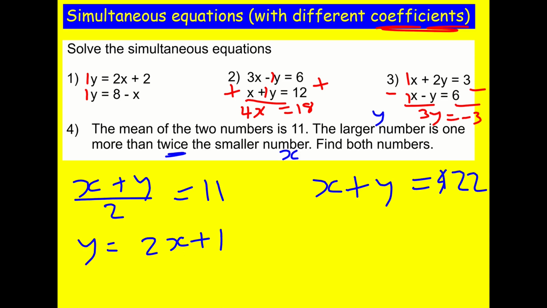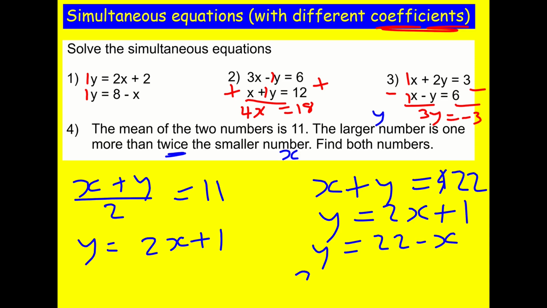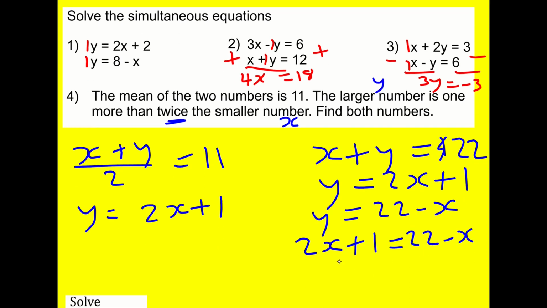I think what I'm going to do is use our old method of substitution. Basically, I'm going to rearrange this one to make it y equals 22 minus x, and then I'm going to set these equal to one another. 2x plus 1 equals 22 minus x. I'm not far off. I can see that it's going to be quite nice. I'm going to get 3x plus 1 equals 22. 3x equals 21. X will equal 7.